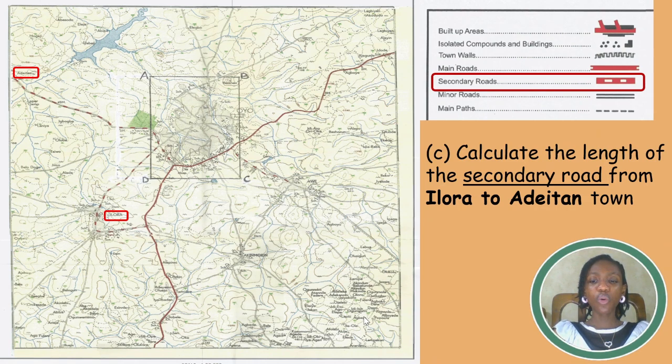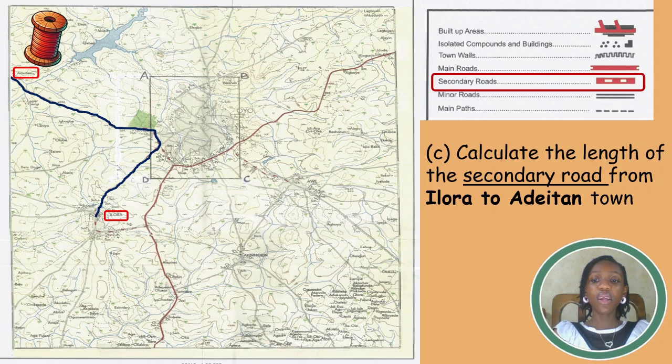Now for this question, you are not going to use a ruler but a long piece of white thread. You place your thread at the first point, and that will be Ilora, and then you follow the path of the road upwards all the way to Adaiton town. And when you get there, you can use your pen to mark the ends. That's why I said a white thread, because it will be easier for you to see your marking on the white thread. And all you have to do now is take that piece of thread and stretch it over your long ruler to get the measurements.